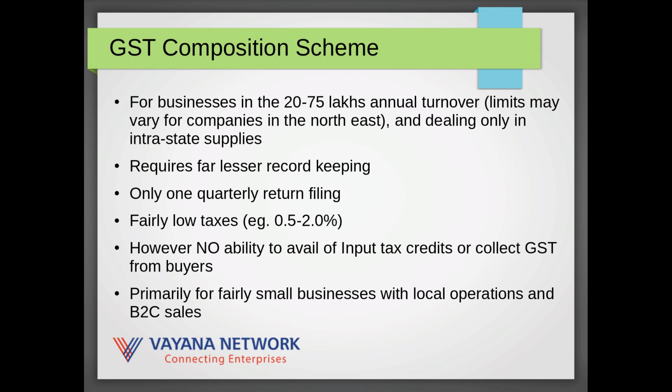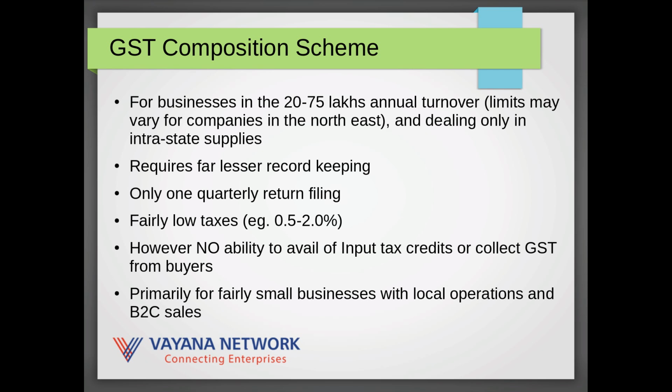So let's talk about the composition scheme, or what's sometimes called the compounding scheme. For fairly small businesses within the 20 to 75 lakhs annual turnover range, the burden of actually doing GST filing and processing, and record keeping might be too high. So this is an alternative option available to them. Note that this is only available if a company is dealing strictly with intrastate supplies. If a company is doing interstate supplies, then this is not an option available to them.